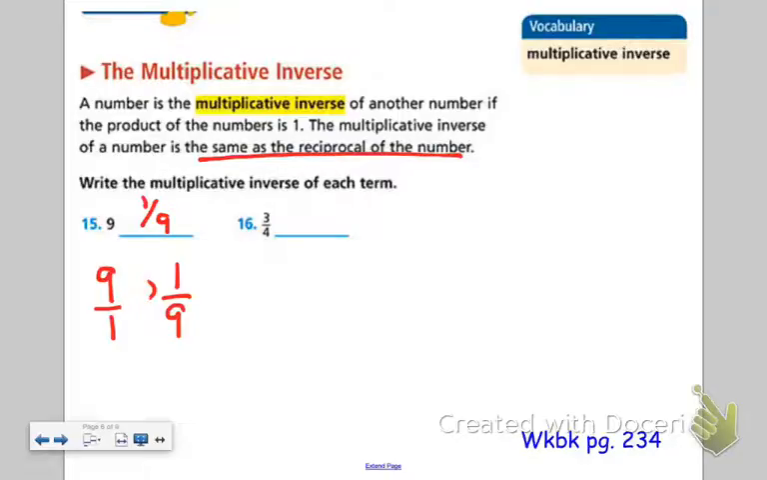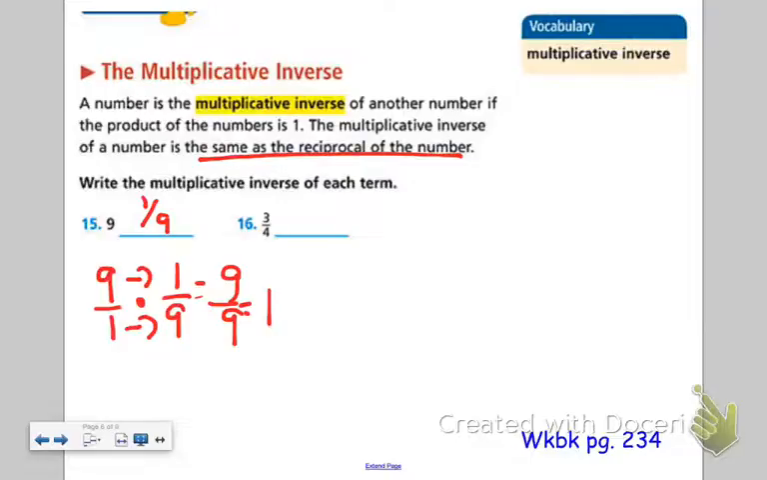Because watch what happens when you multiply them. 9 times 1 is 9. 1 times 9 is 9. And of course 9/9 is worth 1. That's your multiplicative inverse, 1/9, because when you multiply it by 9, you get the product of 1.